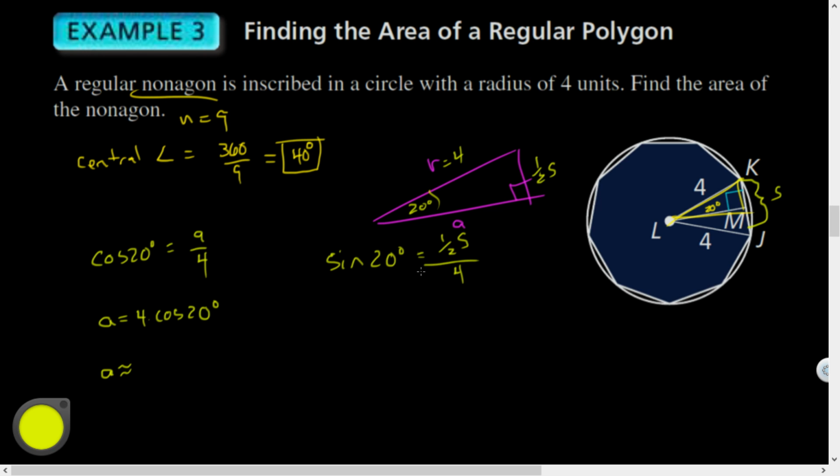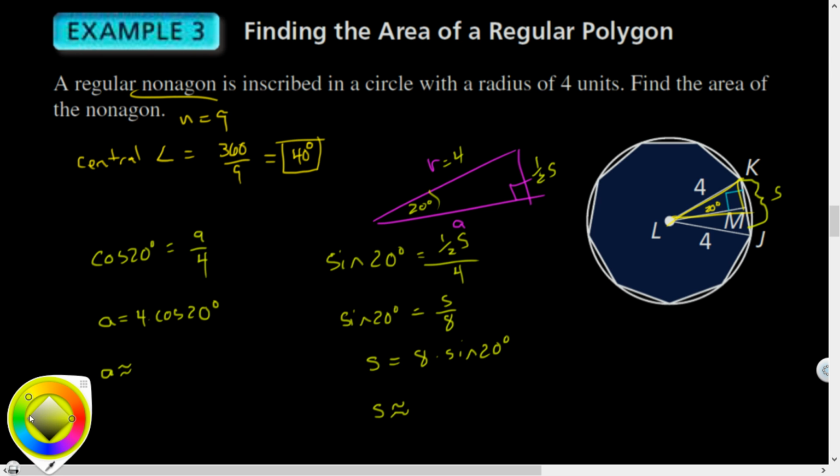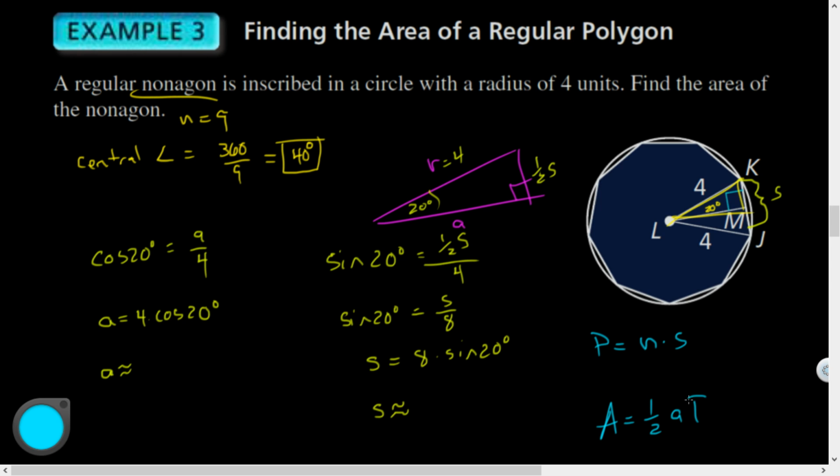And over here, I can multiply both sides by 4 and then by 2. This is the same as s over 8. Multiply both sides by 8. S will equal 8 sine 20. And I'll find out the S length. And then, how do I find the perimeter? Perimeter is equal to the number of sides multiplied by the length of a side. So for us, that's going to end up being 9 times whatever S is. And I'll use A equals half ap.